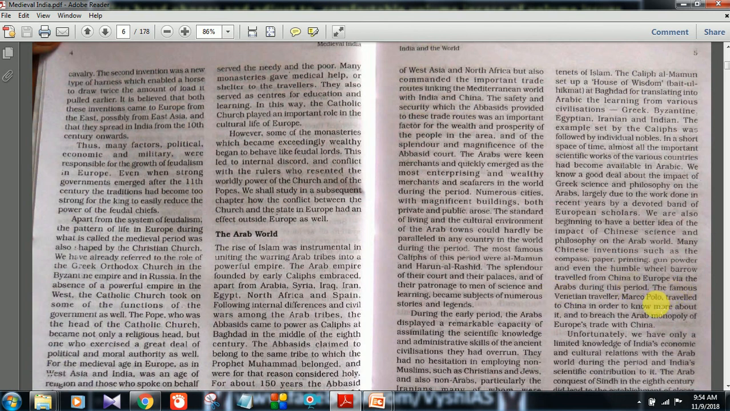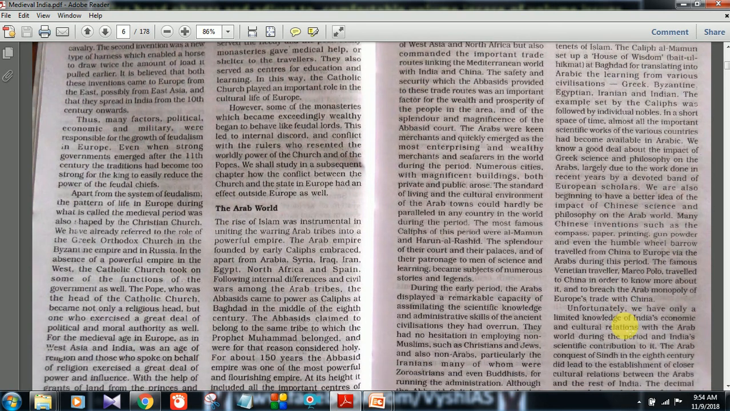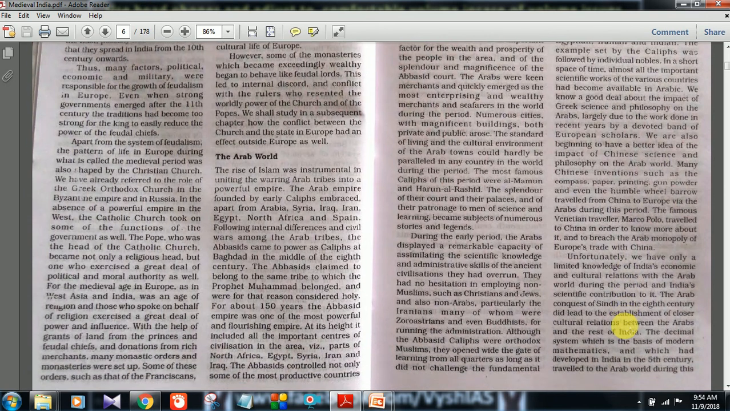The famous Venetian traveler Marco Polo traveled to China in order to know more about it and to breach the Arab monopoly of Europe's trade with China. So Marco Polo is one of the very important traders. At that time, from Europe, he traveled to different parts.